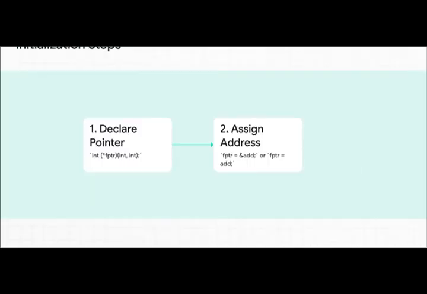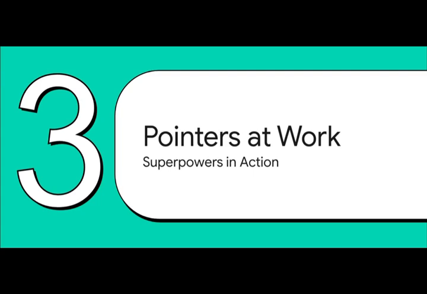So, how do you get it working? It's really just a two-step dance. First, you declare the pointer, making sure the signature is right. Then, you just assign a function to it. And here's a cool little quirk of C. You can use the ampersand, the address-of operator, or you can just use the function's name by itself. The compiler knows what you mean either way. Super clean.